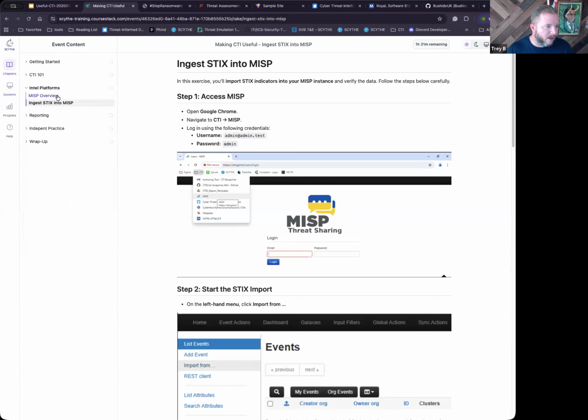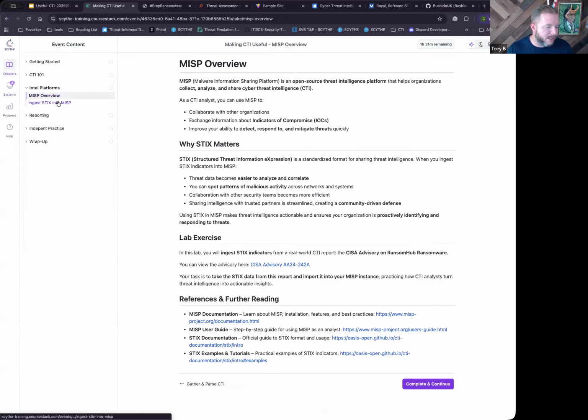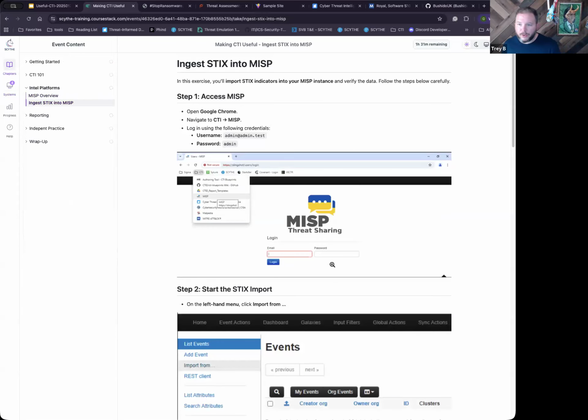But that's what we're working on. We're going to go through the MISP overview and the ingesting into MISP. While you're doing this part of the lab, take some time to dig around inside the MISP platform itself, see where information is, see what different dashboards and actions exist, and just take some time to play.